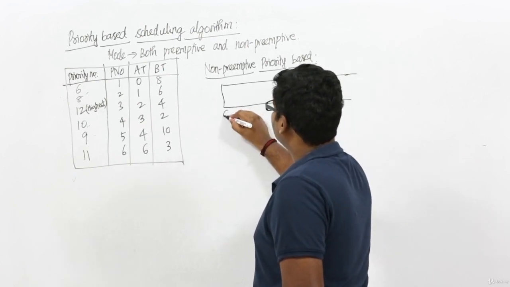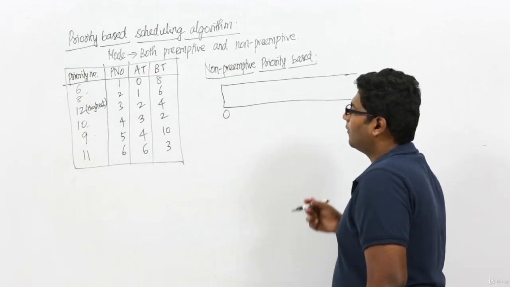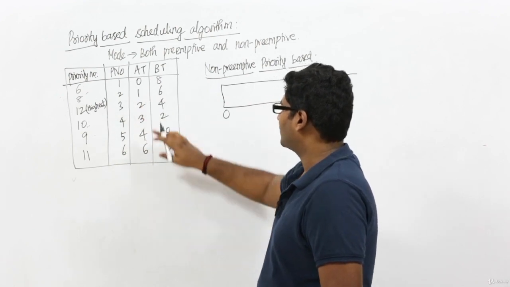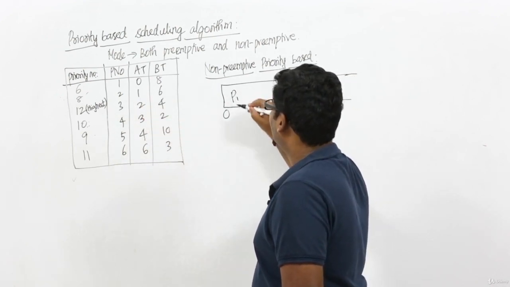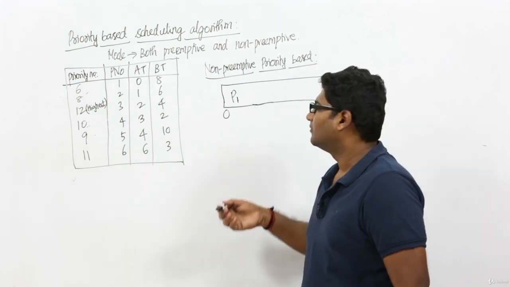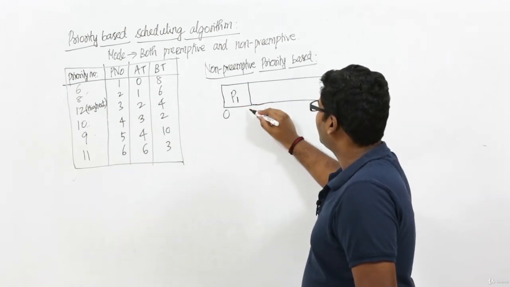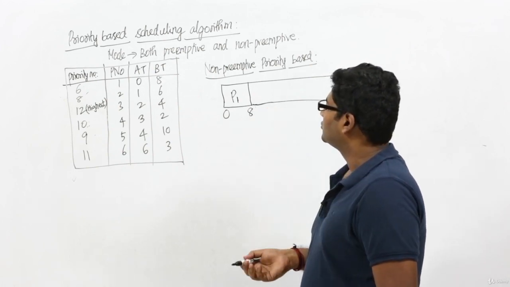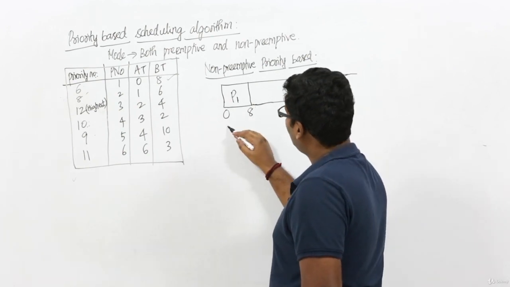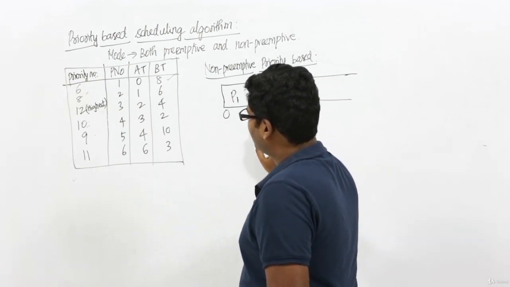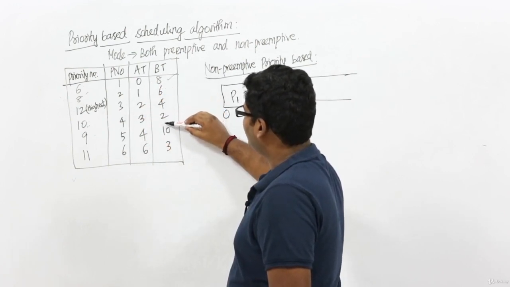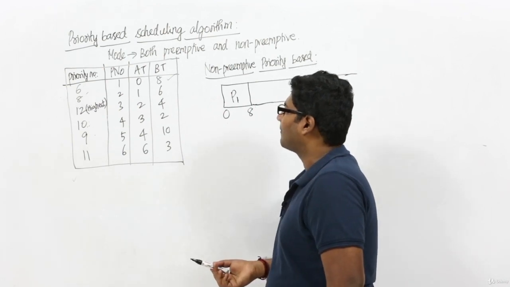We will start with time unit 0. At time unit 0, the only process which has arrived to the RAM is P1, right? Apart from P1, no other process has come. So we will start with P1 and we need to complete P1 because it's a non-preemptive scheduling algorithm. So we will complete P1 till 8. P1 is done. Now from 0 to 8, every process has come to the RAM, right? P2, P3, P4, P5 and P6, all of them have come.